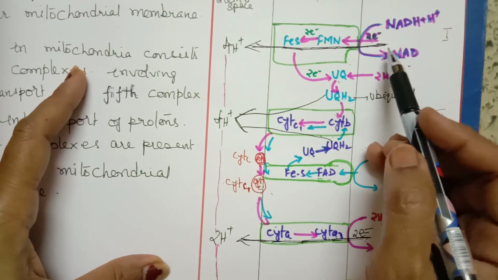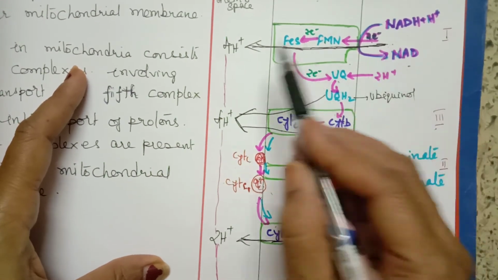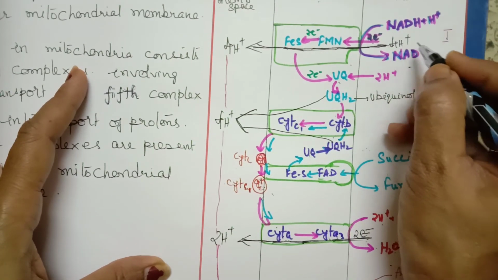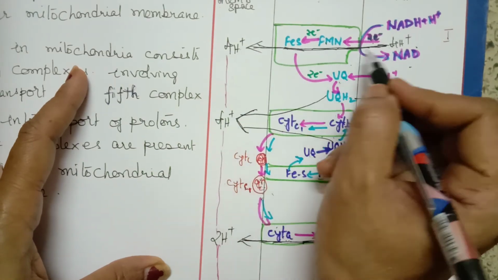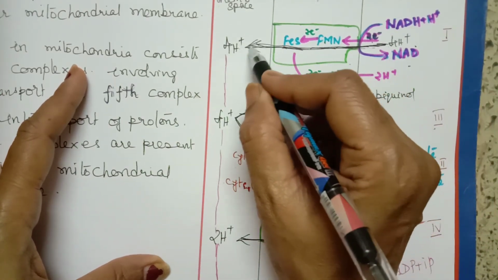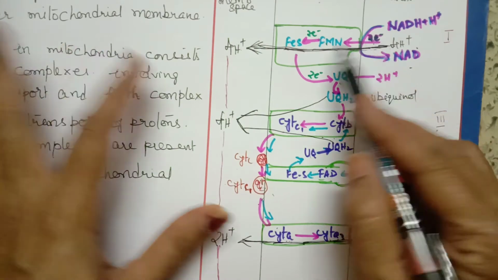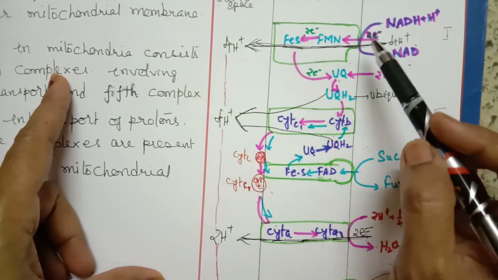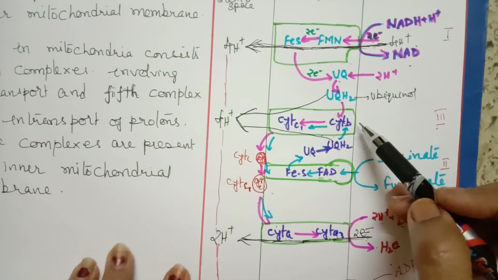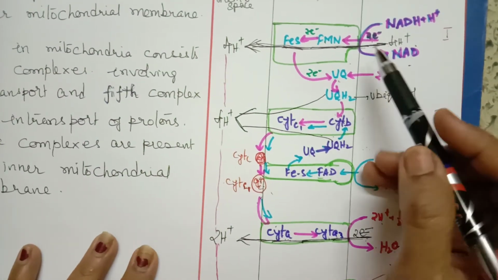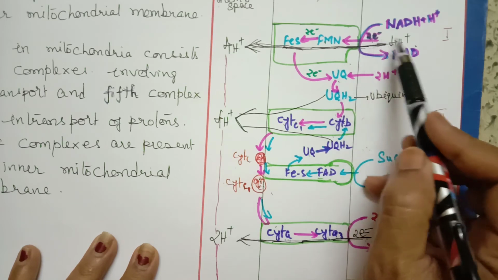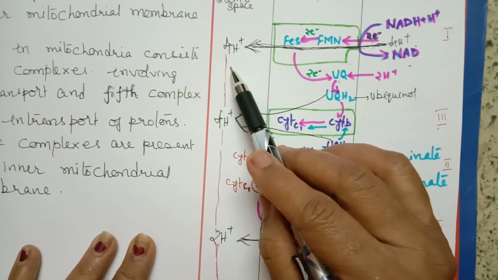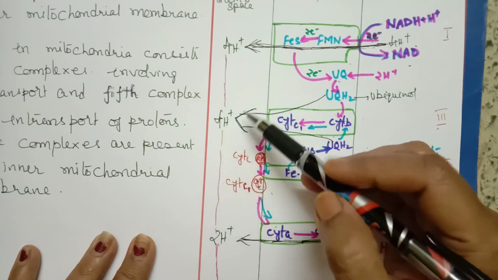That energy is used for pumping of protons. This is called pumping of 4 protons from matrix to intermembrane space. That is what we have shown by an arrow. So what is this movement of protons? When electrons are passing from the first complex to the third one, the energy which is liberated is utilized for pumping of protons from matrix to intermembrane space. This is to create a proton gradient.